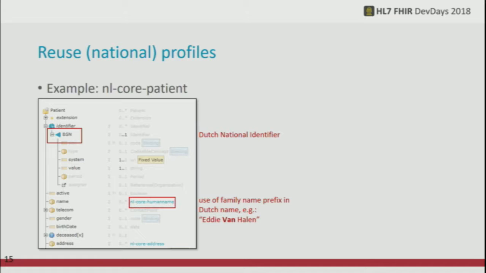And this is actually something that everyone in the Netherlands can reuse. So we created one NL Core human name data type, and everyone creating profiles in the Netherlands can now say, oh, for human names, we just put in the NL Core human name and all the constraints that these guys made in the extensions, and we can reuse that.